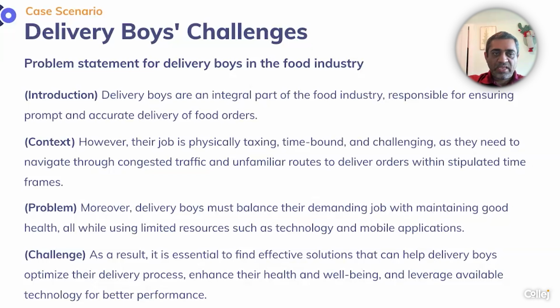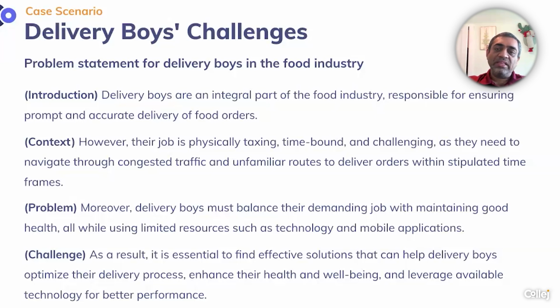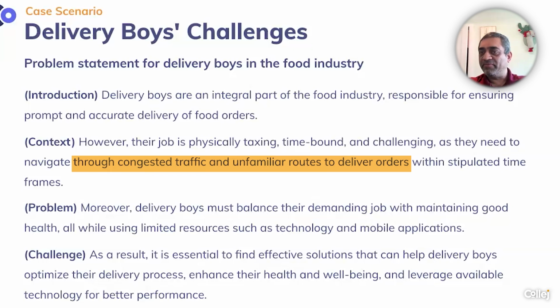So let's think through this. The work that they do is physically taxing and time bound because they have to deliver food within a certain period of time. Usually on their app, they'll get a message. They'll have to rush to that particular restaurant and pick up the food. Maybe they're picking up a bunch of orders at the same time. Then they'll have a delivery route that's assigned to them, and they have to go through all that traffic and deliver it within the same time frame.